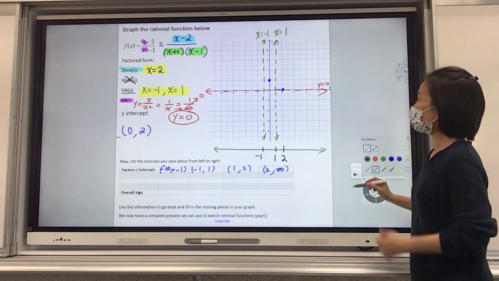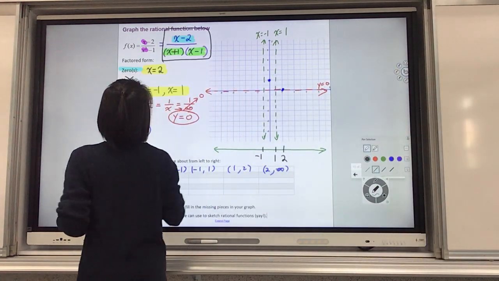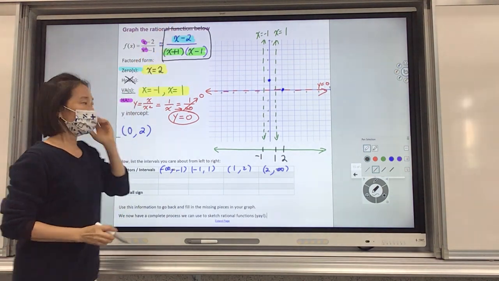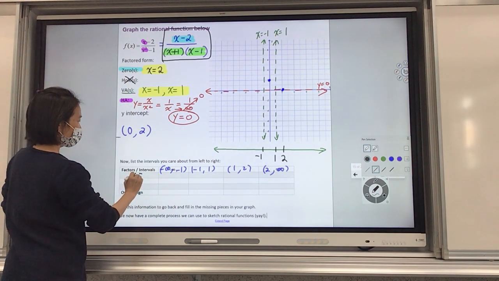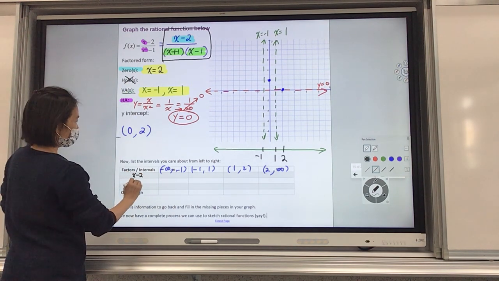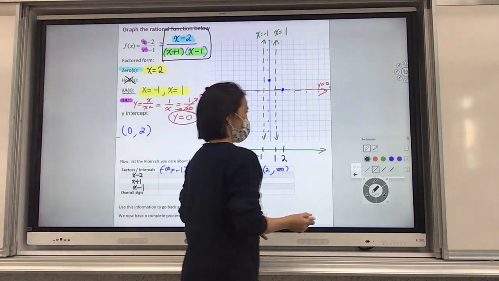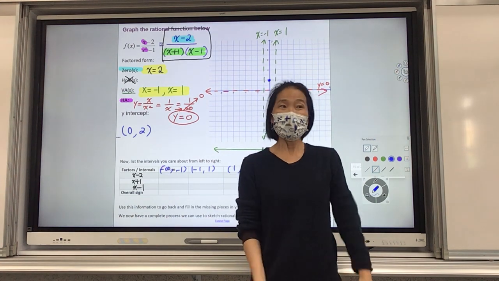How do I do that? This is your factor form. If I substitute a value into the equation, I can put all the factors here: x minus 2, x plus 1, x minus 1. What I'm doing is choosing a point in this interval. Any point is fine.